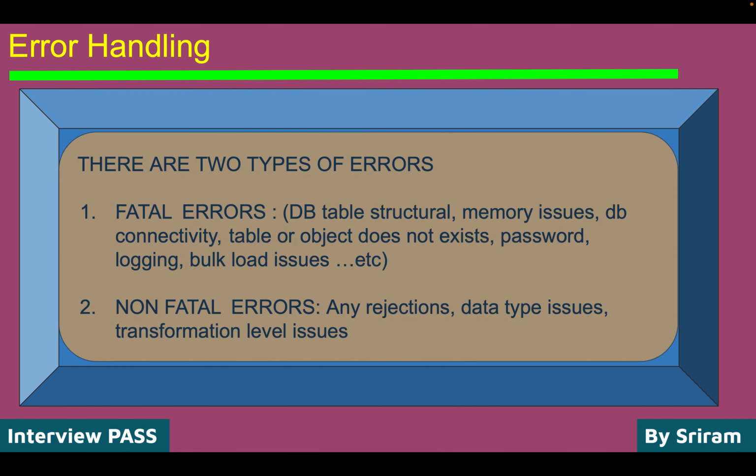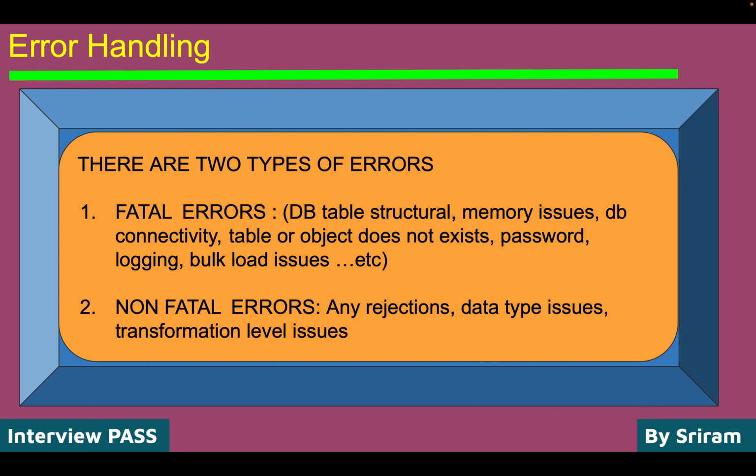Let us see what type of errors we have in general. There are fatal and non-fatal errors. Fatal errors are like DB table structural issues. Say for example, one column is not found, but you mentioned it in the Informatica mapping to load. Or memory space issues, where there is no space left in the target table where you are writing. DB connectivity, that means your database is down, or Unix is down on the database, or whatever the issue is. Table or object doesn't exist. You think it exists, but it's deleted. Or password issues, or logging, or bulk load issues. In such cases, we can't handle these errors. This will fail. Fatal errors can't be handled.